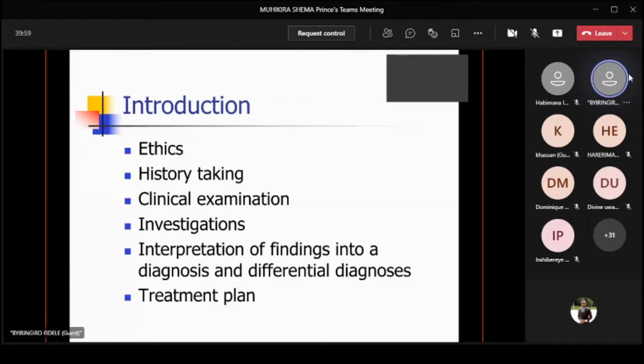The most important thing in approaching a patient is ethics. So we're going to look at the ethics in our approach to the patient. We will have a brief overview of history taking, clinical examination, investigations, how to make a differential diagnosis, then the treatment approach.